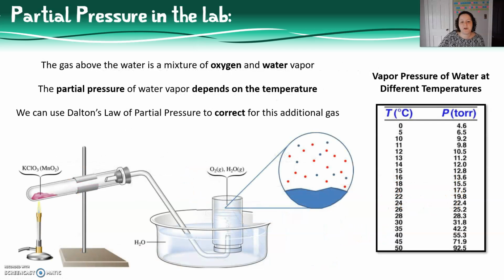Since this type of experiment is conducted frequently, the partial pressure of the water molecules above the surface of the liquid, also referred to as the vapor pressure, is well known and dependent on the temperature of the gas. So as long as the temperature is known, the partial pressure of the water molecules can be easily looked up in a table of water vapor pressures and incorporated to correct calculations concerning the product.